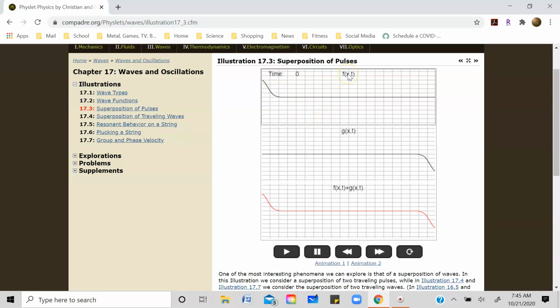Once again, mathematically, all that's really happening here are two functions are being added together to end up then with what we see on the spring. Once again, keep in mind that what's really propagating here is just the energy, and all that you're seeing are the addition of force vectors.